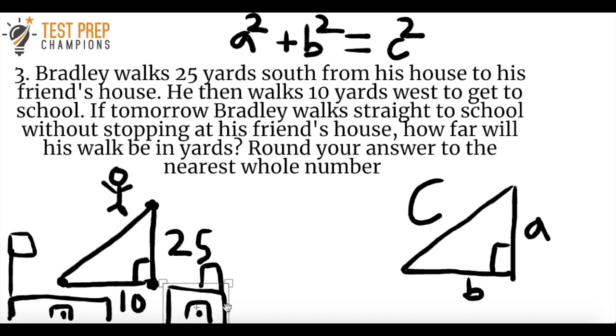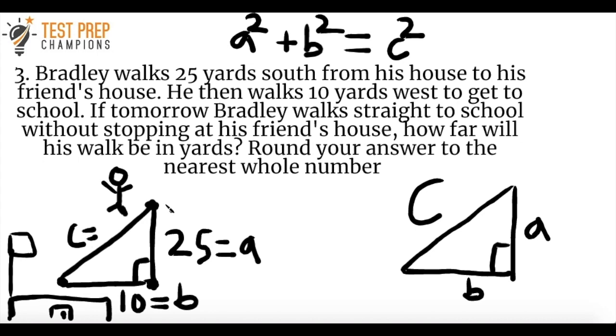We know where the school is, so let me clear this drawing out here so we can make some more room. All right, because this is the point now. The point here is that this 25, we can call this side A. And this 10, we can call this our side B here. And this side here, which is Bradley's path from his house right to the school, is our side C, and we don't know what our side C is.